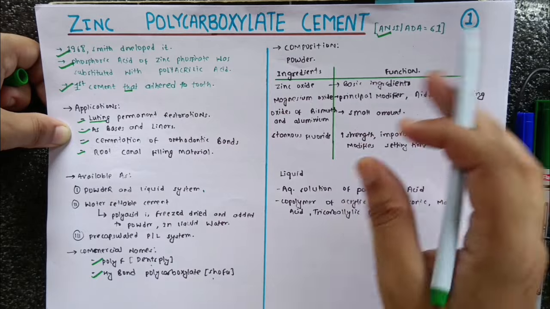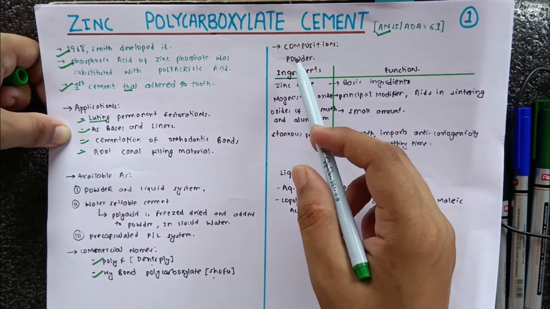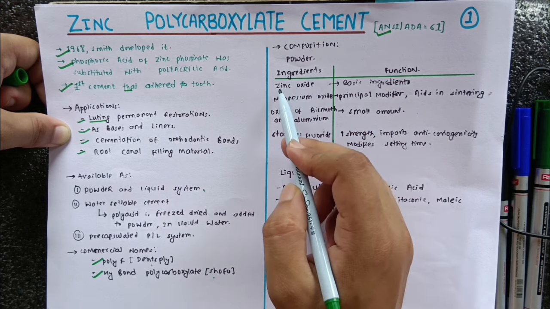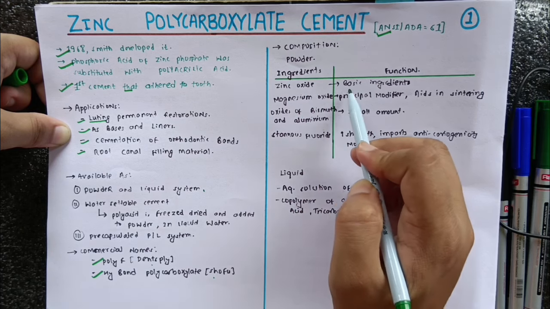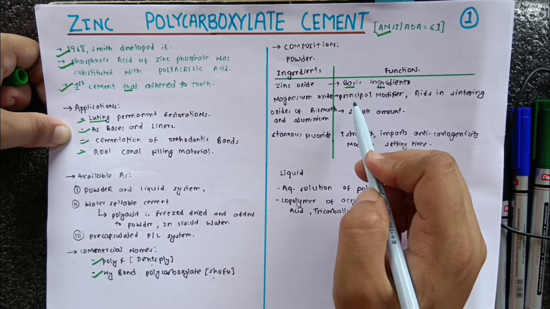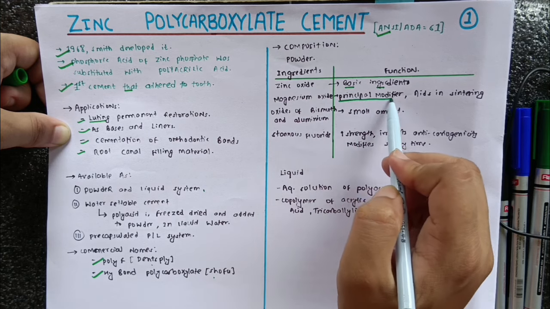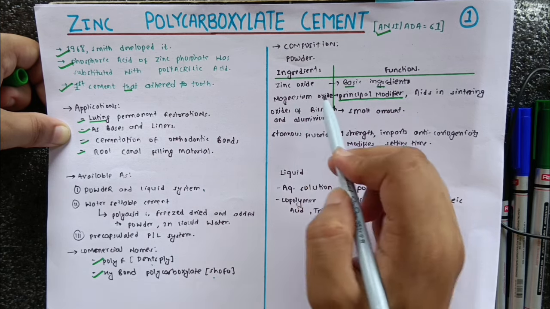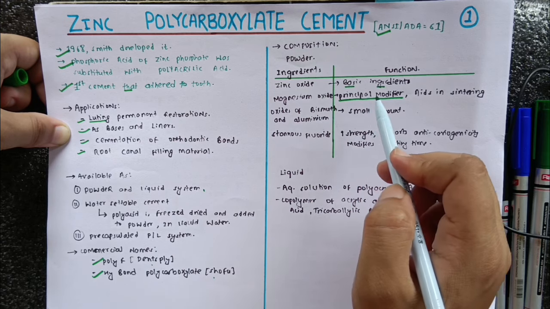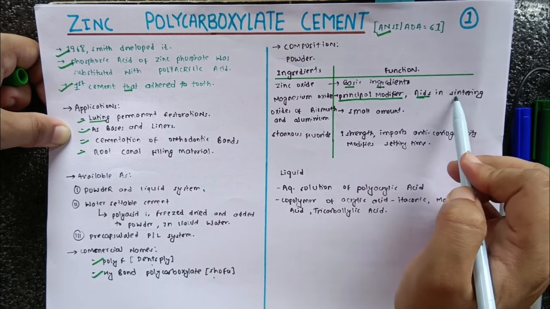In the composition section, we have powder and liquid. In the powder, the ingredient present is zinc oxide, which is the major, basic ingredient. After that, magnesium oxide, which is similar to zinc oxide, is a principal modifier here. They can ask you in the viva what the function of magnesium oxide in the powder of zinc polycarboxylate is. It is a principal modifier, and it aids in sintering.